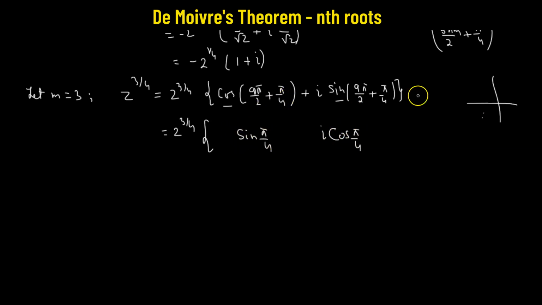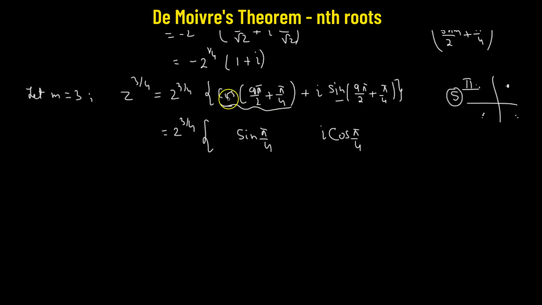Now let's also consider the sign. 9 pi over 2 means we are in the first, second, third, fourth, fifth, sixth, seventh, eighth, ninth quadrant. But then again, we also have pi over 4 added to it, which will take it to the second quadrant. And we know that in the second quadrant, only the sine function is positive.